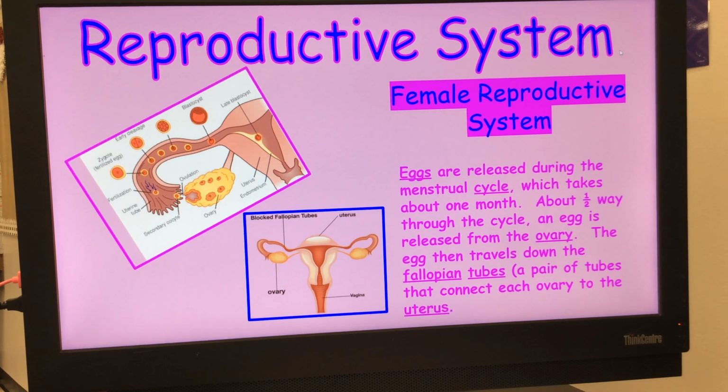The female reproductive system continued. Eggs are released during the menstrual cycle, which takes about 1 month. About halfway through the cycle, an egg is released from the ovary. The egg then travels down the fallopian tubes, a pair of tubes that connect each ovary to the uterus.